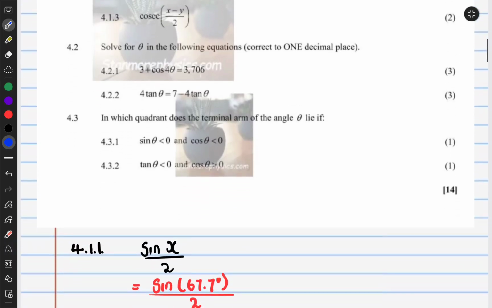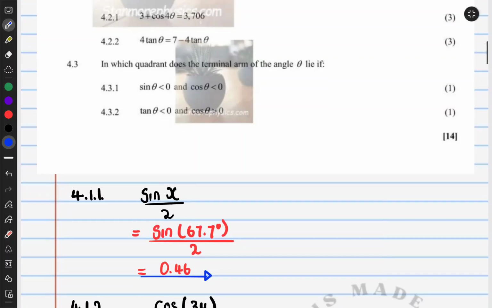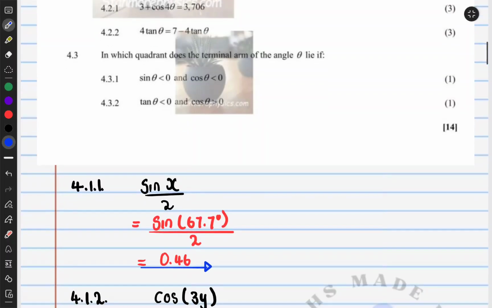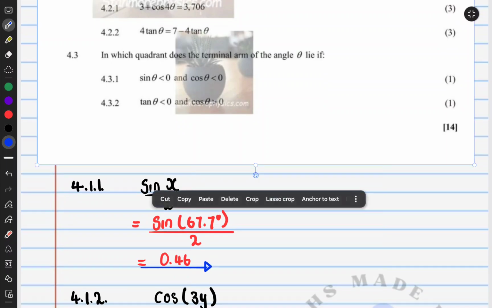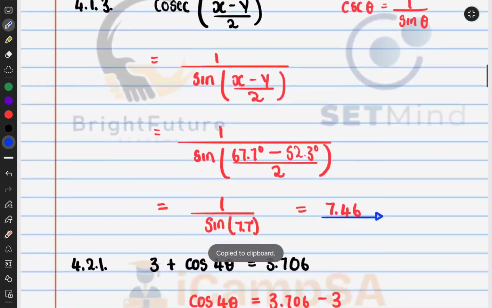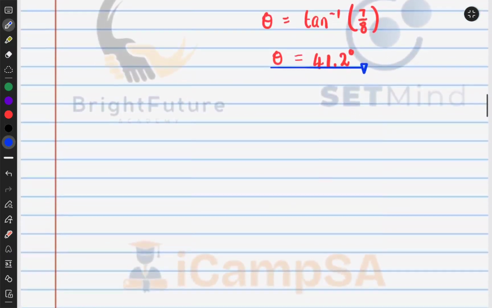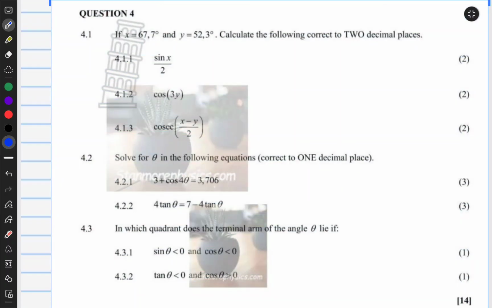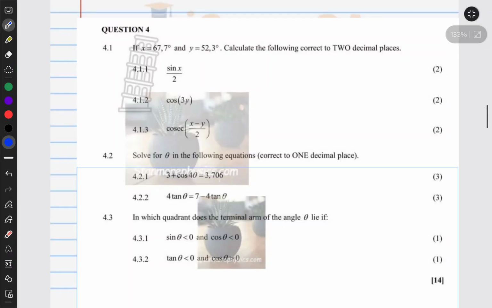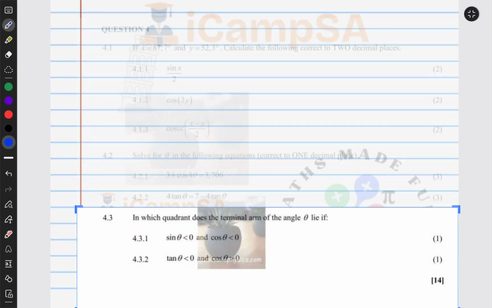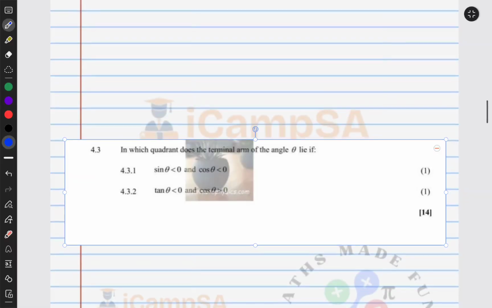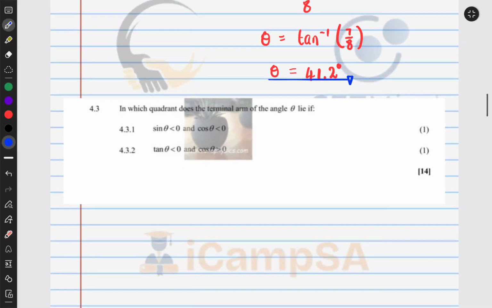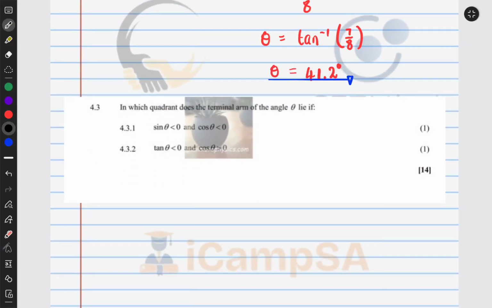we have 4.3. In which quadrant does the terminal arm of the angle theta lie? Okay, 4.3.1, we have those conditions. I actually really do like these types of questions because you get to apply what we have learned so far, and then you get to see these things in action, the things that we are learning here. Seeing things visually sometimes helps with understanding what you are doing. Okay, so let's go ahead and do it.